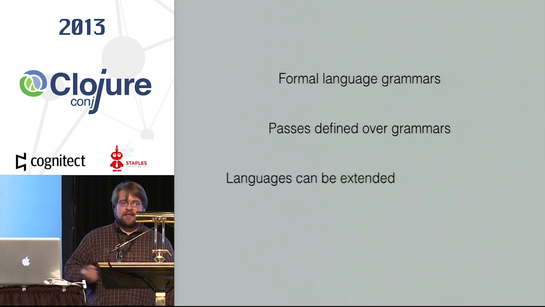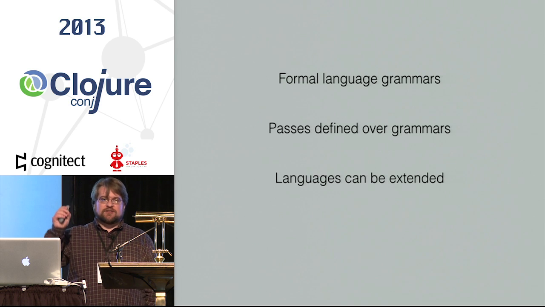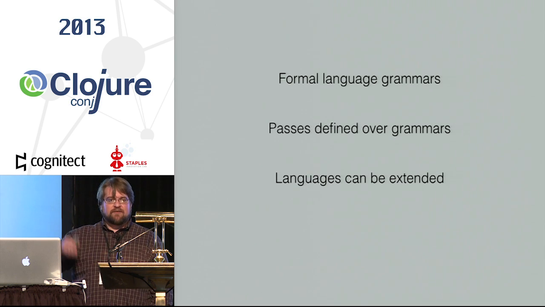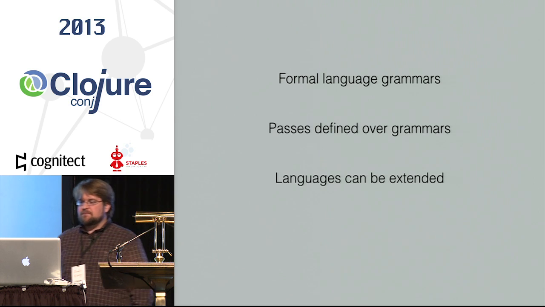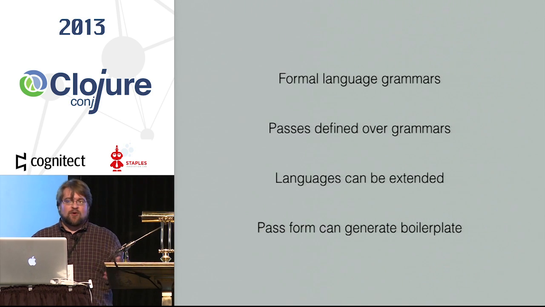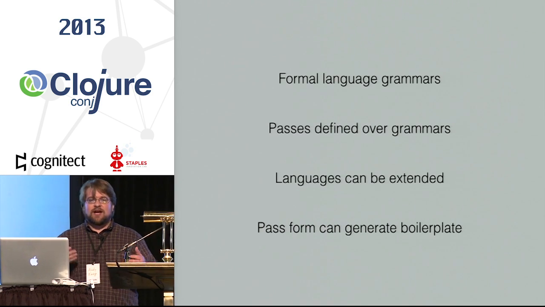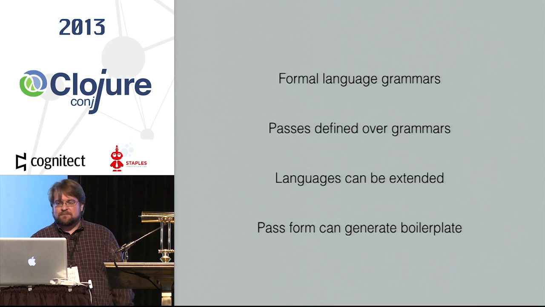And then we made it easy for languages to be extended. So we wanted to be able to make very small changes and have lots of languages in addition to having lots of passes. And this let us express these tiny changes as we were going along. And the pass form itself can generate some of the boilerplate code that we otherwise would have had to write doing all of these micro passes using the match system.